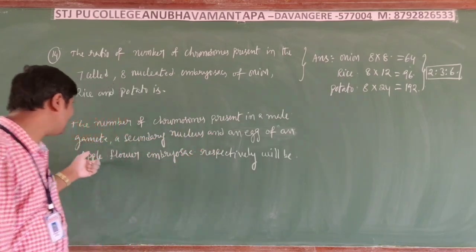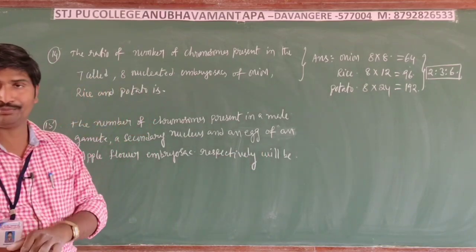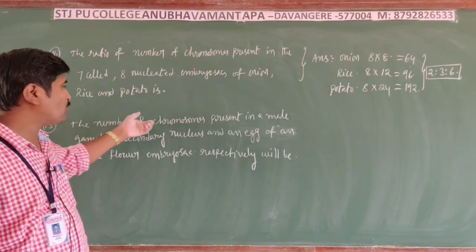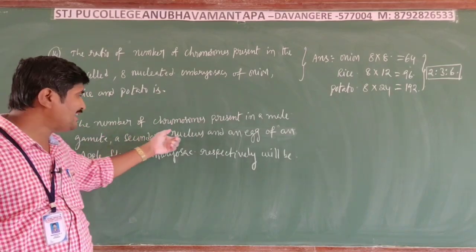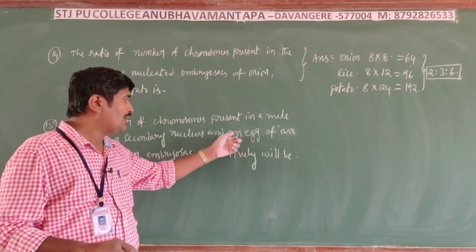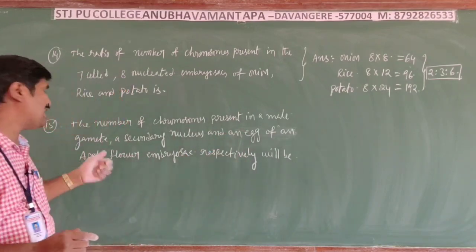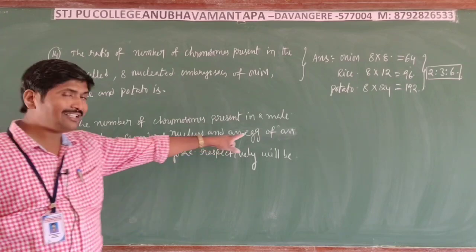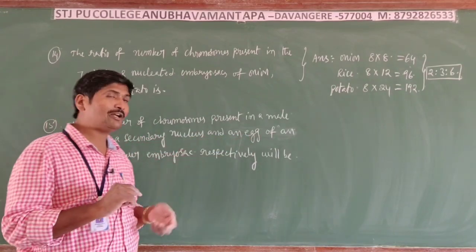Next one, the number of chromosomes present in the male gamete, secondary nucleus and an egg cell of an apple flower embryo sac respectively will be. The male gamete is haploid. The secondary nucleus is diploid and the egg cell is also haploid.